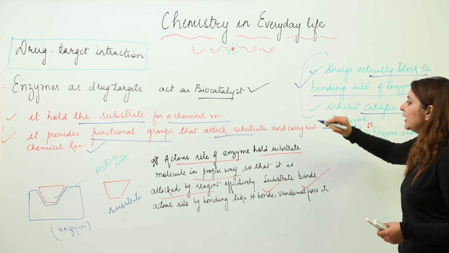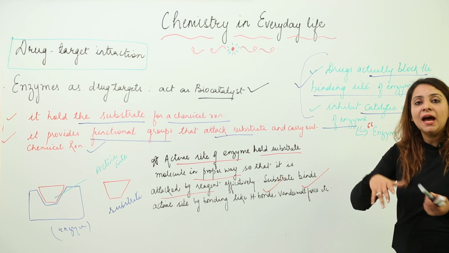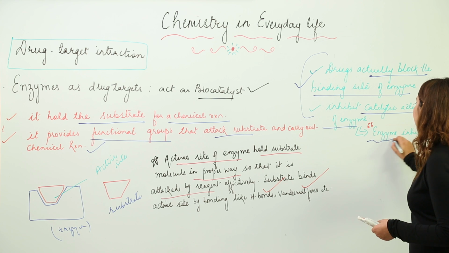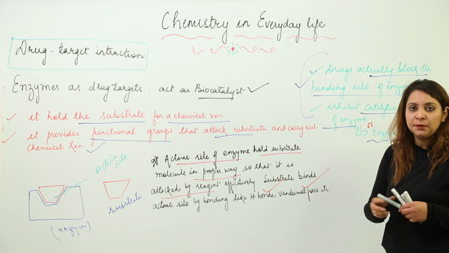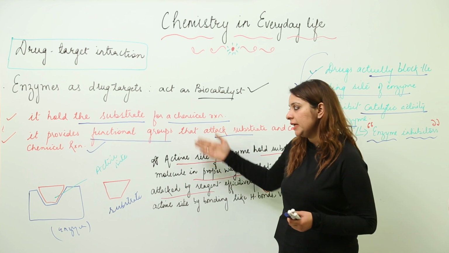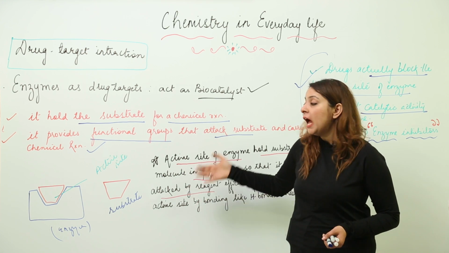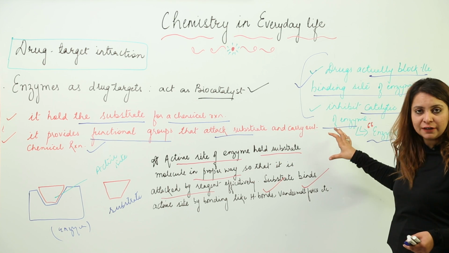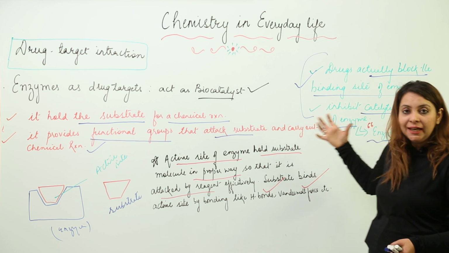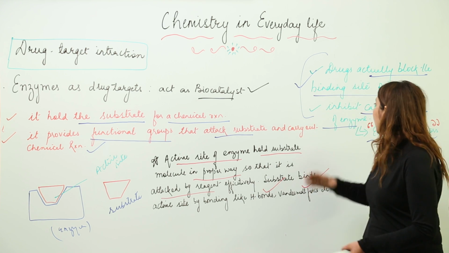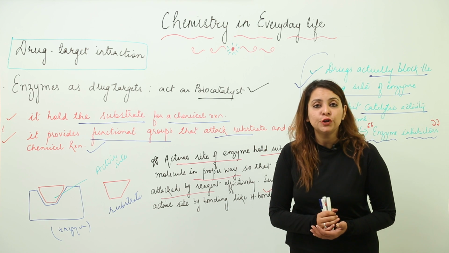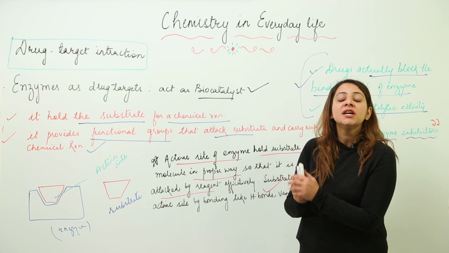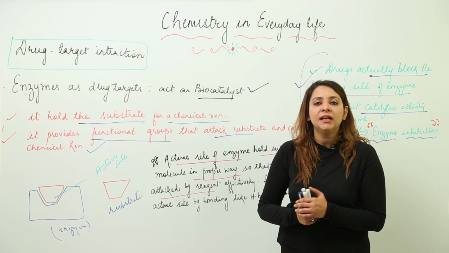So in both ways, the drugs can have an effect on the activity of the enzymes, and they can be enzyme inhibitors. These are the two functions which the enzymes perform, and the drugs can interfere in their function by these two things which I have mentioned. Now we are going to study in detail how they can block the site and how they can inhibit the catalytic activity of the enzyme, which is very important. So we are going to discuss how the drugs interfere in the mechanism of the enzymes.